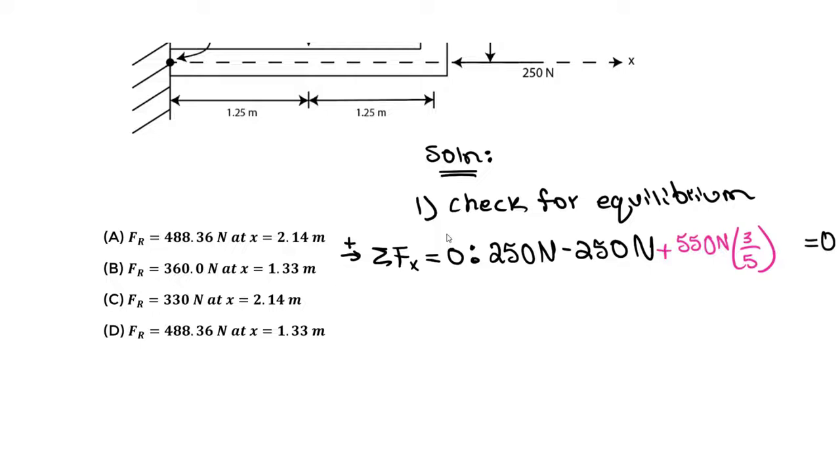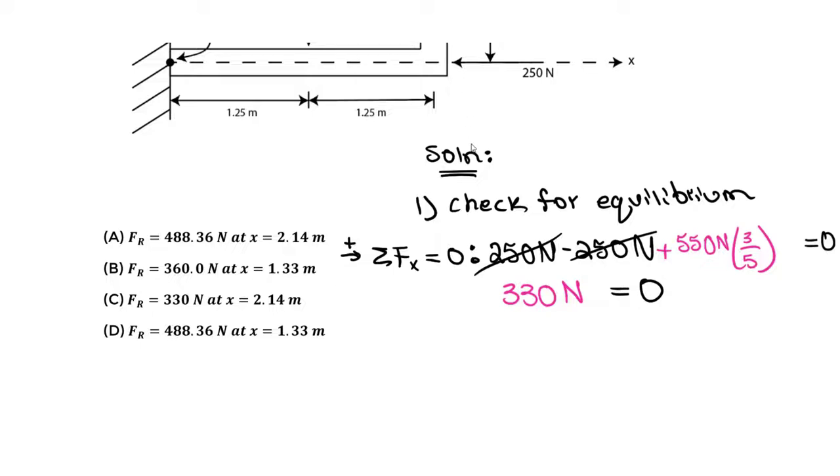We know these cancel, and if you do 550 times 3 over 5, you should get 330. And this is saying 330 newtons equals zero, which is not true. That's not a true statement. It does not equal zero. So we're not at equilibrium, because 330 does not equal zero.